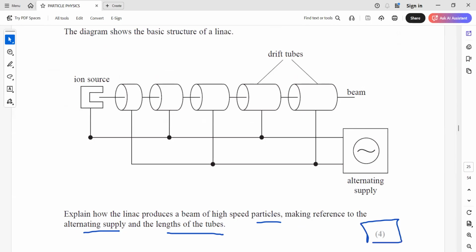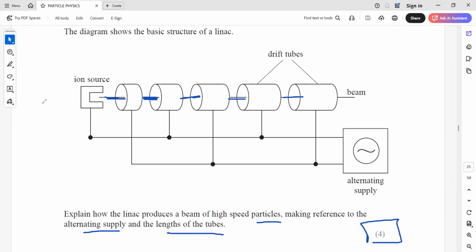First thing, we use an alternating electric field. When we use an alternating electric field, when the particle is between the tubes, it will accelerate. Like this section, it will accelerate. This section, it will accelerate. So the particle is accelerating within the gap, between the tubes, or in a gap of the cylindrical tubes.